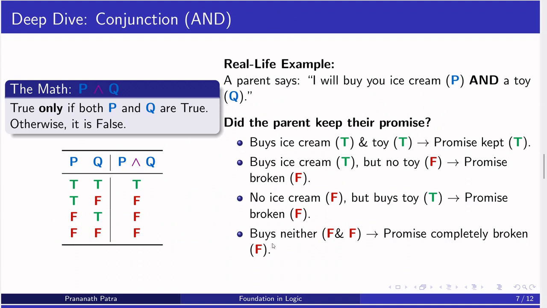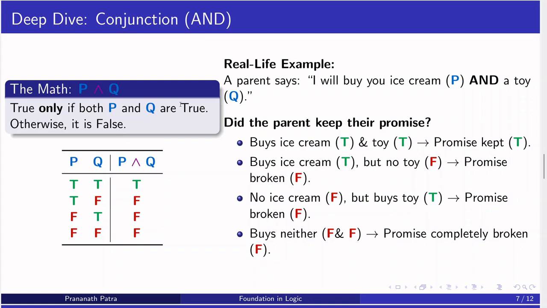Get your notes ready. First up, conjunction, or AND, written as P ∧ Q. The rule is strict. AND is only true when both P and Q are true. If even one of them is false, the whole thing is false. Here's a great way to remember it.